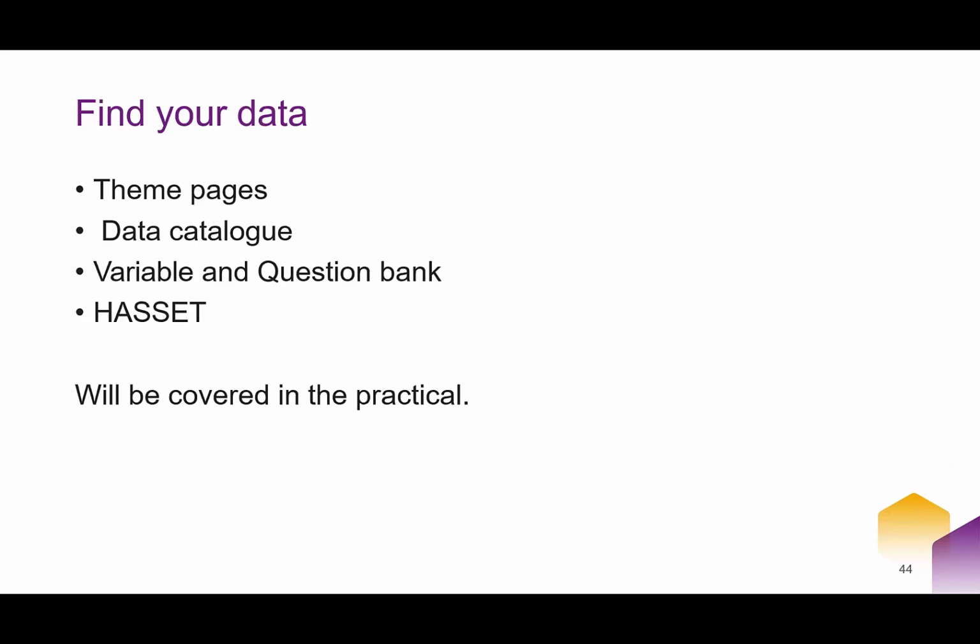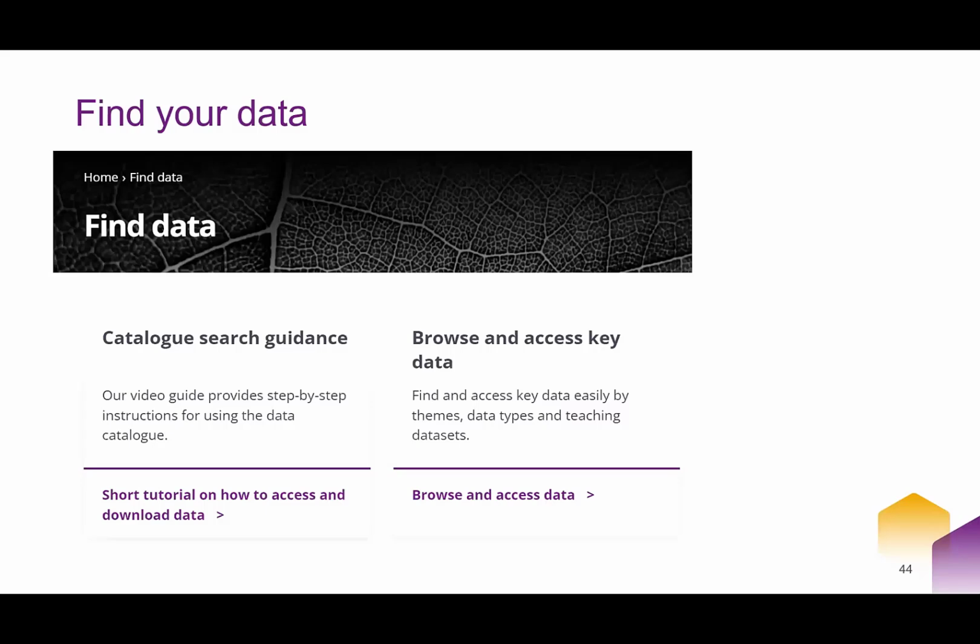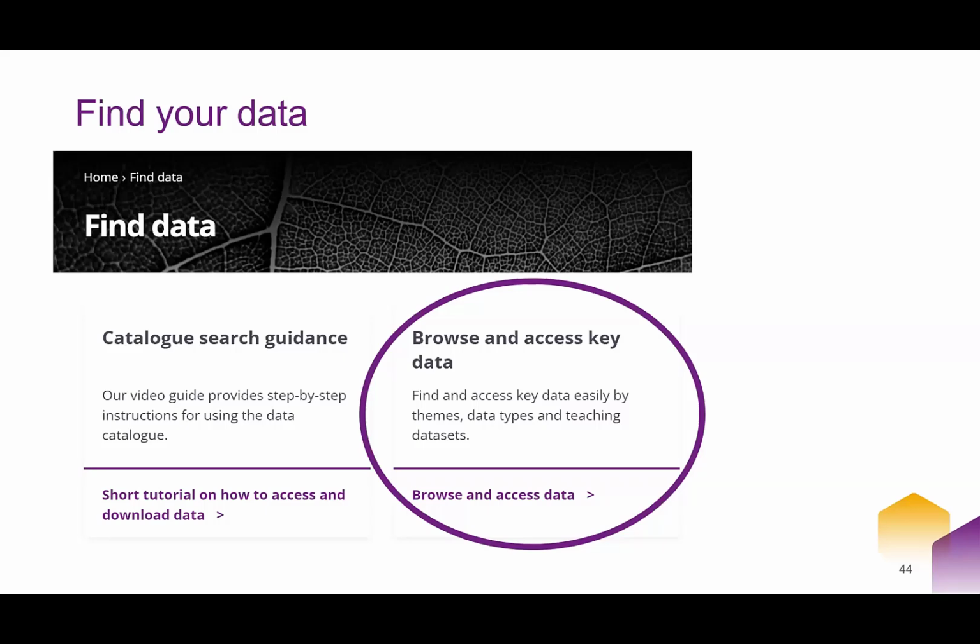So it might be that you find an earlier version of a data set, and then you can go and have a look at the later one to check whether the variables are still in that data set. And the Hassett thesaurus, which lets you search by key social science terms. So if you've got a less tangible concept that you're interested in, you may be able to search for data through that as well. All of these can be found in the Find Data page on the section of the website under Browse and Access Data. And don't worry if this all seems a bit abstract, we will be having a practice in the practical session as well.